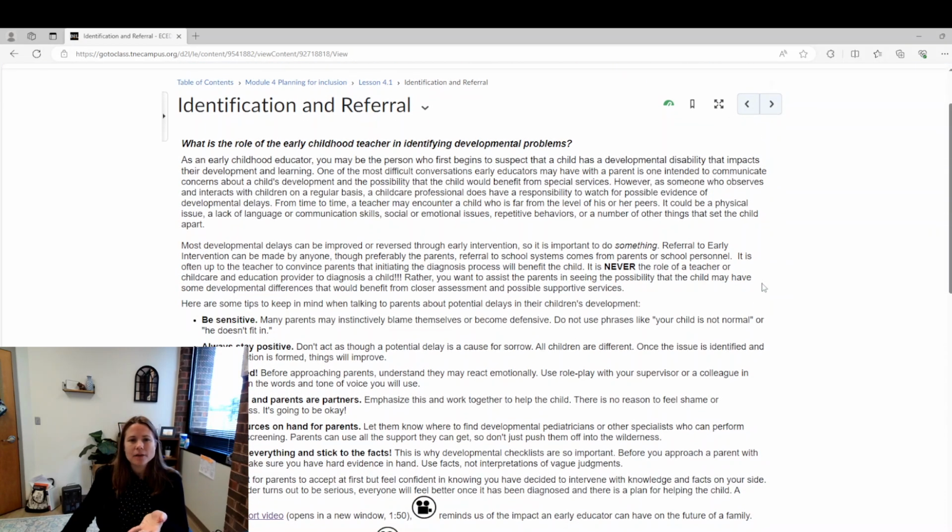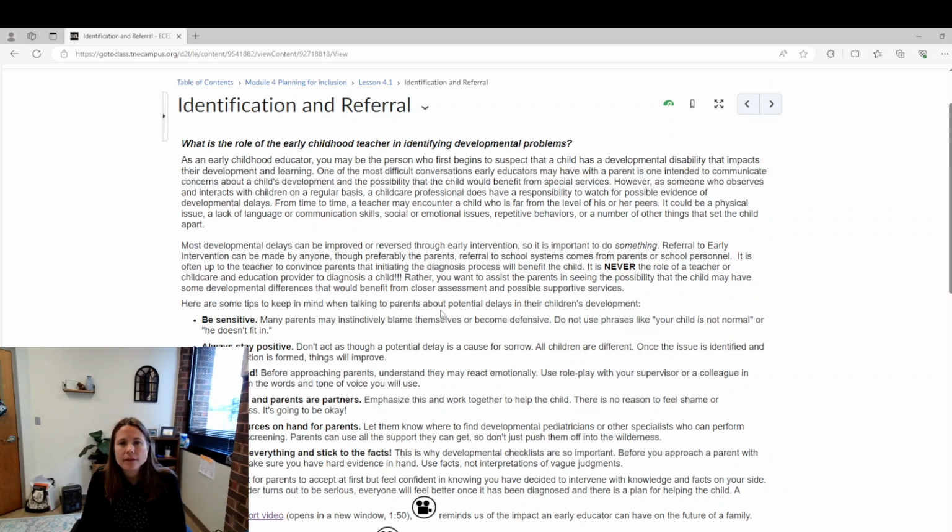And then the last part really is looking at identification and referral, right? So what is the role that you have when you're trying to figure out what the developmental problems are and identify them, okay? It also gives you some tips when we're talking about developmental delays of how you're going to communicate with the parent.